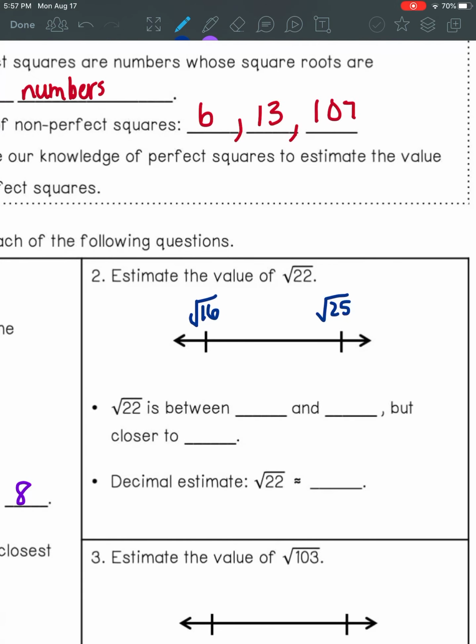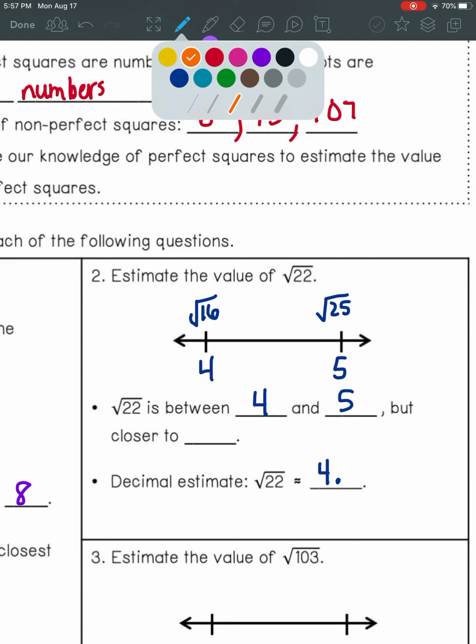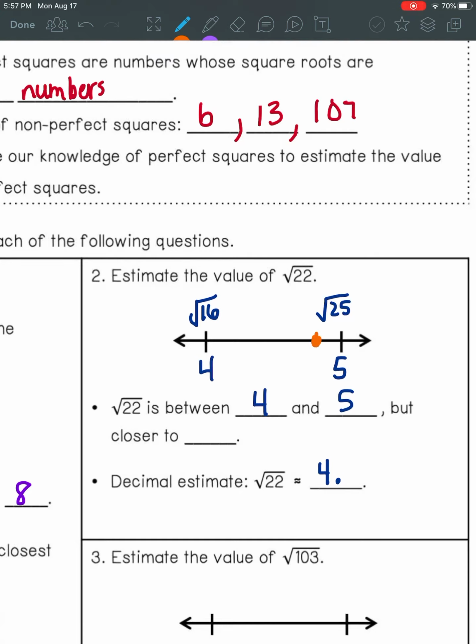Again, what are those values? So 4 times 4 gives us 16, and 5 times 5 gives us 25. So we know the square root of 22 is somewhere between 4 and 5. I'm already going to write down here that it has to be 4 point something. But which one is it closer to? So the square root of 22, I'd say it's somewhere in here. Remember, halfway is 4.5, right in the middle. So the square root of 22 is definitely closer to 5, so it has to be greater than 4.5.